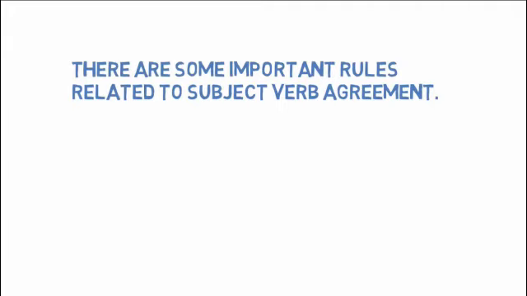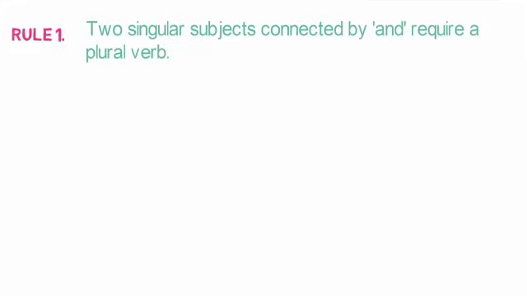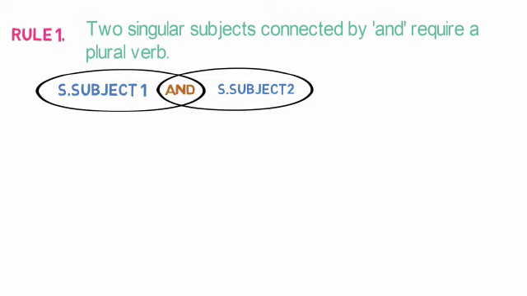Students, there are some important rules related to subject-verb agreement, which we will discuss now. So let's start with rule number 1, which says that two singular subjects connected by and require a plural verb. So let's understand it with a simple diagram. Here, singular subject 1 is joined with singular subject 2 and it is joined by and. So it requires a plural verb.